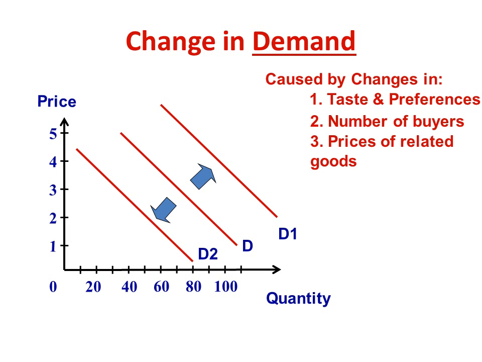Prices of related goods: complementary goods and substitutes. Let's talk about substitutes first. In the previous slide, we were talking about what happens in the market for rice when there's a change in the price of potatoes. So let's assume now that our demand schedules represent the demand for rice. And again, D will be our point of reference.